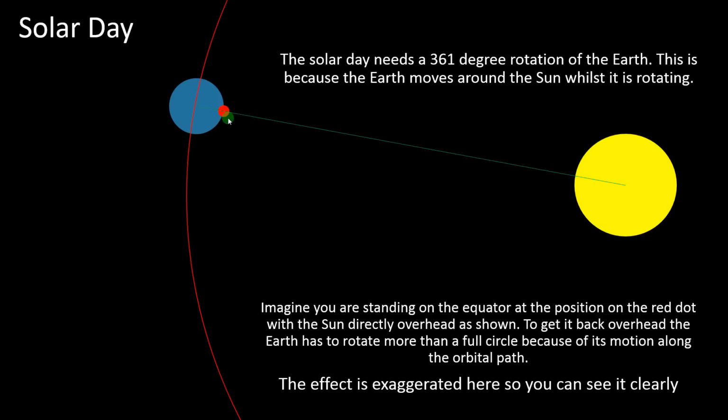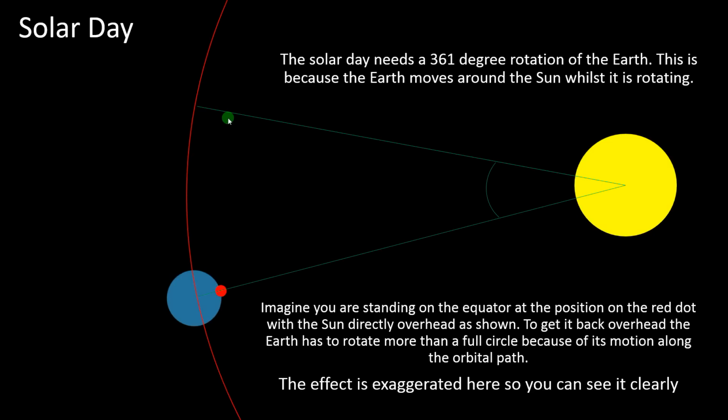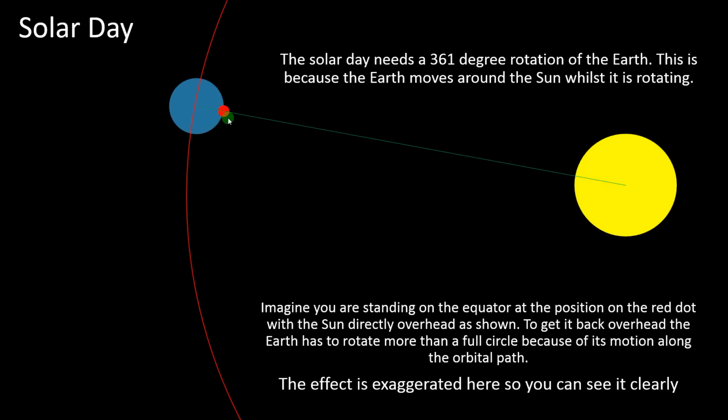Now, I've exaggerated the amount of travel of the Earth around its orbit so that you can see the effect. In reality, remember, it's only 1 degree. I'm going to run it and see what happens. So you're standing on the red dot, okay, so sunset now, night time, okay, sunrise again, and we've now rotated back so that the Sun is directly overhead. But if you look at that, that means we've rotated further than 360 degrees. And remember, for the real situation, it's only an extra 1 degree of rotation, but you can clearly see that that's happened. I'm going to run it back one more time so you can see that.